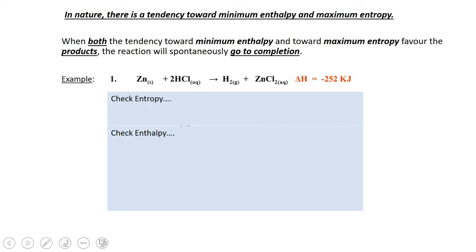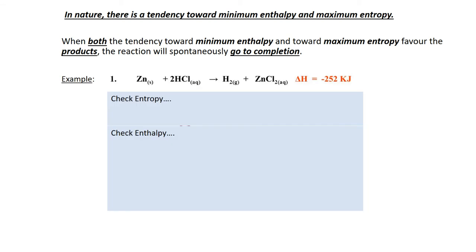So now what we have to do is put both of those rules together. Nature tends to move towards a state of lower enthalpy, so a lower energy state, but a higher entropy state. So lower energy, higher disorder, higher entropy. We've got 3 possibilities here. The first, in no particular order, is that enthalpy and entropy both favor the product side. Let's look at an example of that.